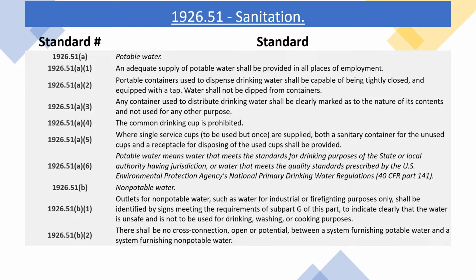1926.51(b) Non-potable water. 1926.51(b)(1) Outlets for non-potable water, such as water for industrial or firefighting purposes only, shall be identified by signs meeting the requirements of Subpart G of this part, to indicate clearly that the water is unsafe and is not to be used for drinking, washing, or cooking purposes. 1926.51(b)(2) There shall be no cross-connection, open or potential, between a system furnishing potable water and a system furnishing non-potable water.